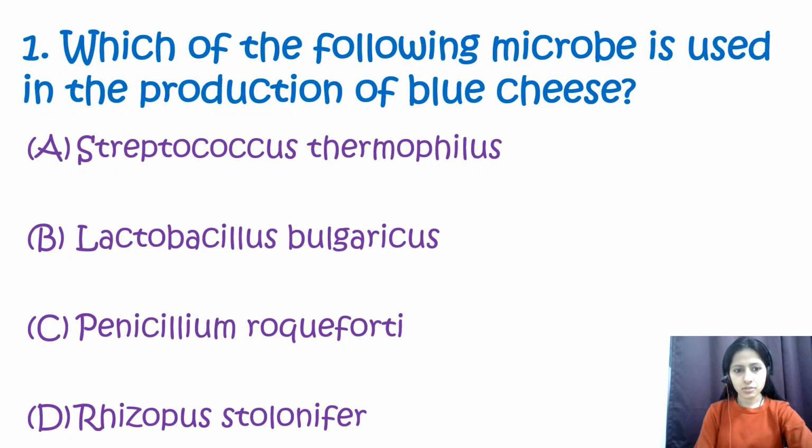Following microbe is responsible for the production of blue cheese? Option A, Streptococcus thermophilus. Option B, Lactobacillus bulgaricus. Option C, Penicillium roqueforti. And option D, Rhizopus stolonifer. So the microorganism which is responsible for the production of blue cheese is Penicillium roqueforti. It even provides a characteristic flavor and texture to the blue cheese.